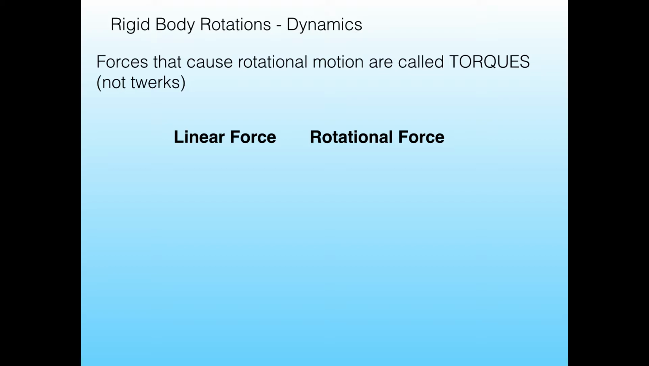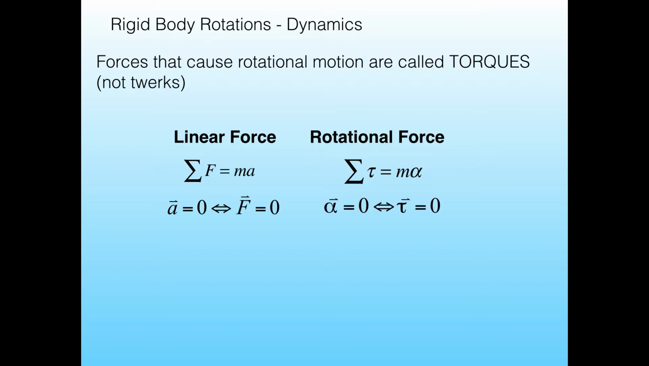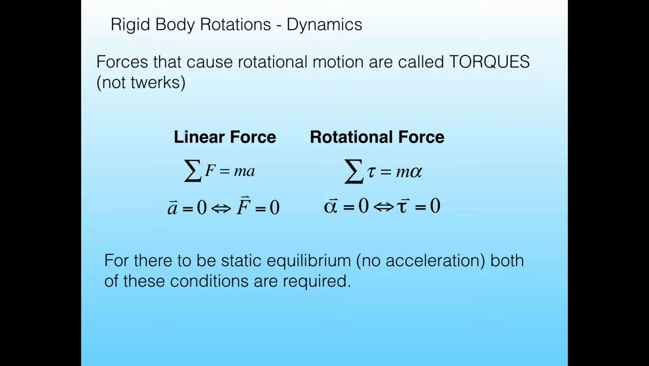So just to be specific, when you have a linear force, you know that the sum of the forces equals ma, and we know that when the total acceleration is 0, then the total forces acting on that body sum to 0. The same thing with rotational forces. We can say that the sum of the torques is equal to the moment of inertia times the angular acceleration, I alpha, and that implies similarly that when the total angular acceleration is 0, then the total torques are 0. In order for there to be a static equilibrium, i.e. no acceleration of any kind, both of these conditions are required. So you should not have any translational motion in the linear case, nor any rotational motion.